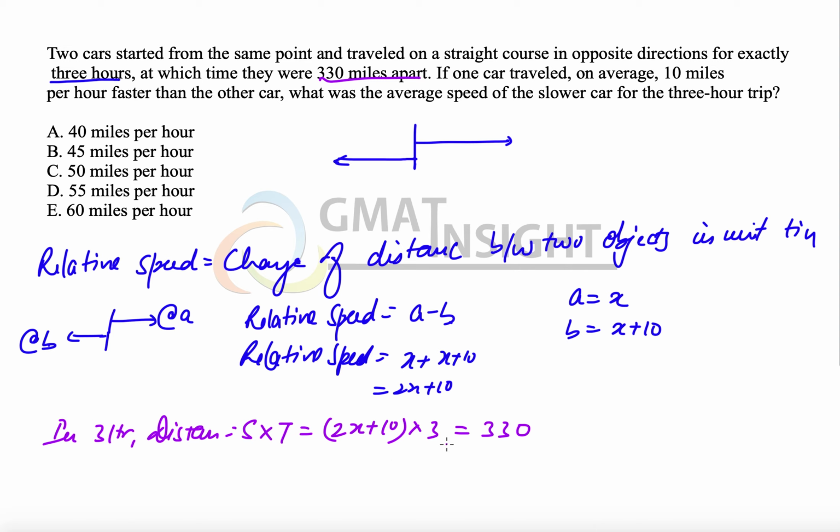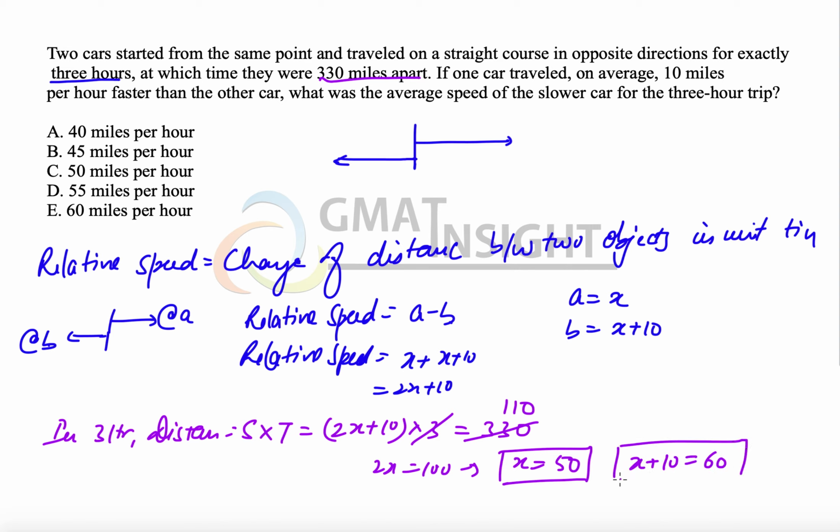So all that we have to do is simplify this equation, that is 2x plus 10 equal to 110. That means 2x equal to 100, and that gives us x is equal to 50, which means one car is moving at a speed of 50 and the other car is moving at a speed of 60 miles per hour.